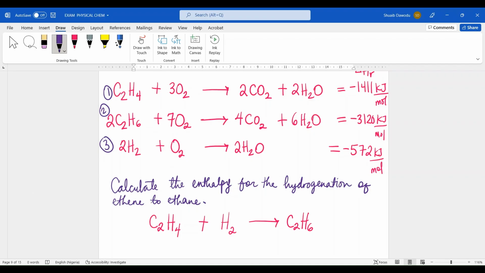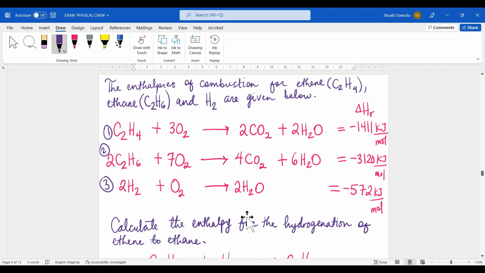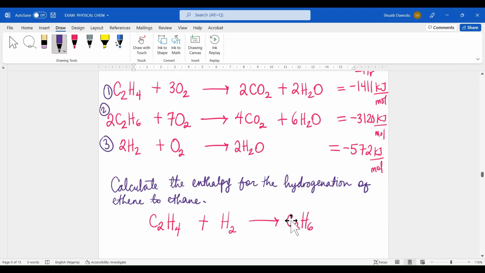So anyways, the question says: calculate the enthalpy for the hydrogenation of ethene to ethane. The first thing you have to note is that we are going to be using Hess's law, because this question is clearly three reactions that end up becoming one major reaction at the bottom.